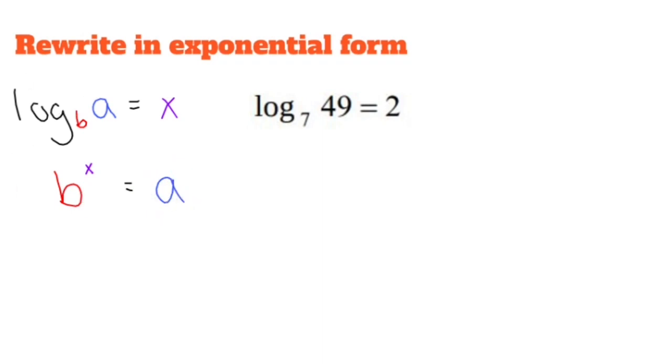So what I need to do here is take a look at this guy and compare it to that guy and say, all right, well, b is my 7, 49 is my a, and 2 is my x, which I made purple. I'm going to stop with the colors because it's taking me way too long. I can write that as b to the x, so 7 squared equals a, which I called 49. So fun fact, this is a true statement. But this is how I rewrite something that's in logarithmic form into exponential form.